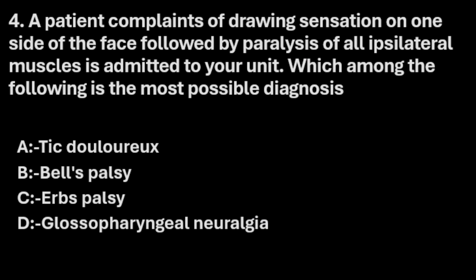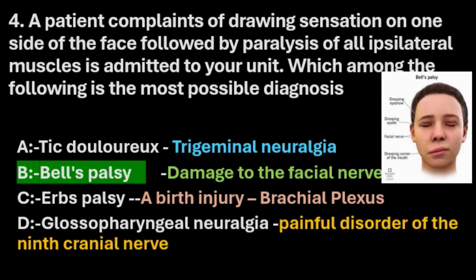A patient complains of drawing sensation on one side of the face followed by paralysis of all ipsilateral muscles and is admitted to your unit. Which among the following is the most possible diagnosis? Option A, tic douloureux, option B, Bell's palsy, option C, Erb's palsy, and option D, glossopharyngeal neuralgia. The right answer here is option B, Bell's palsy.